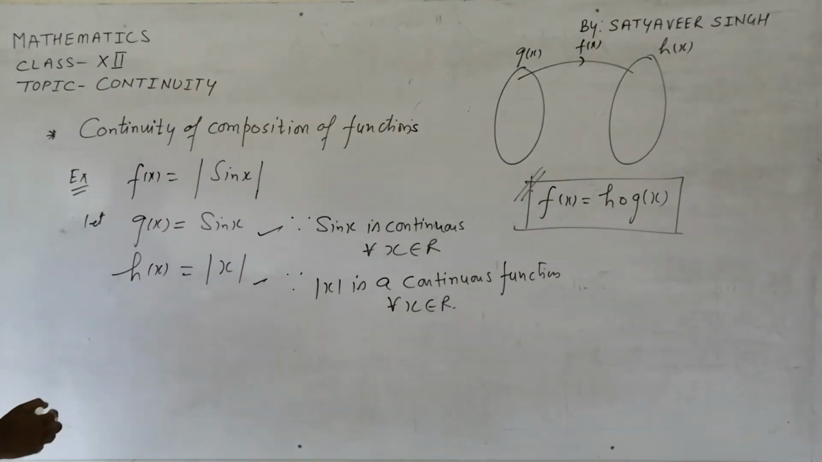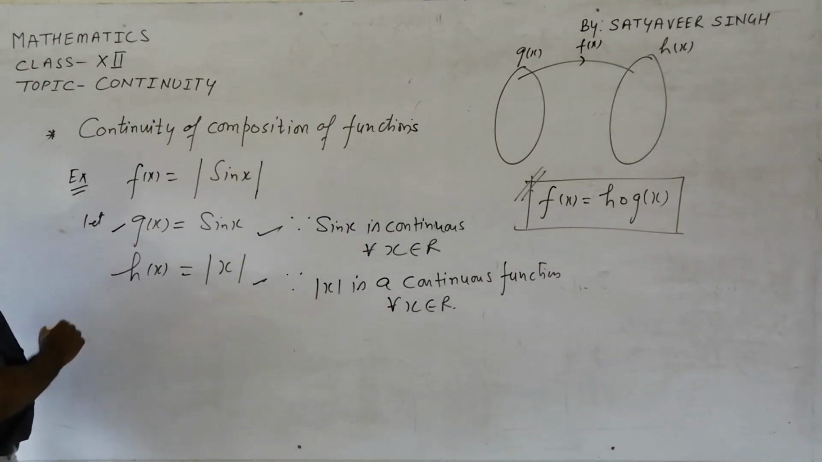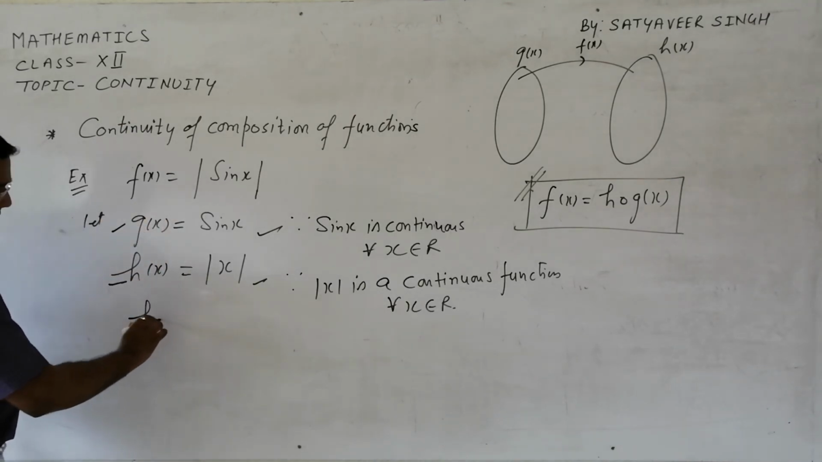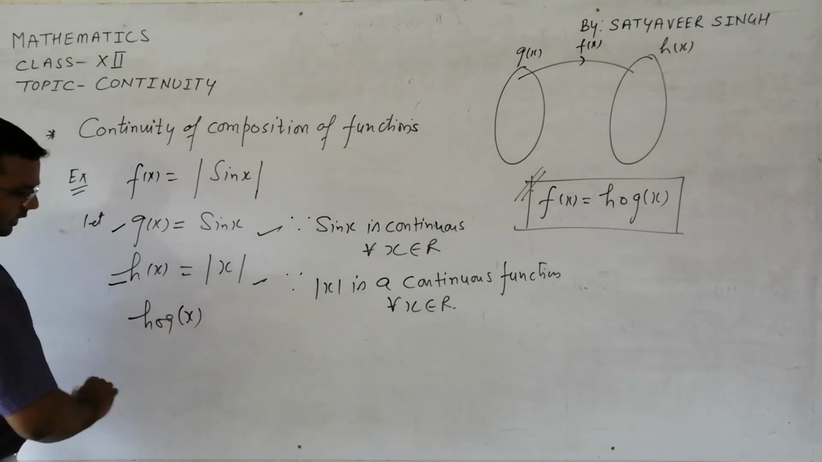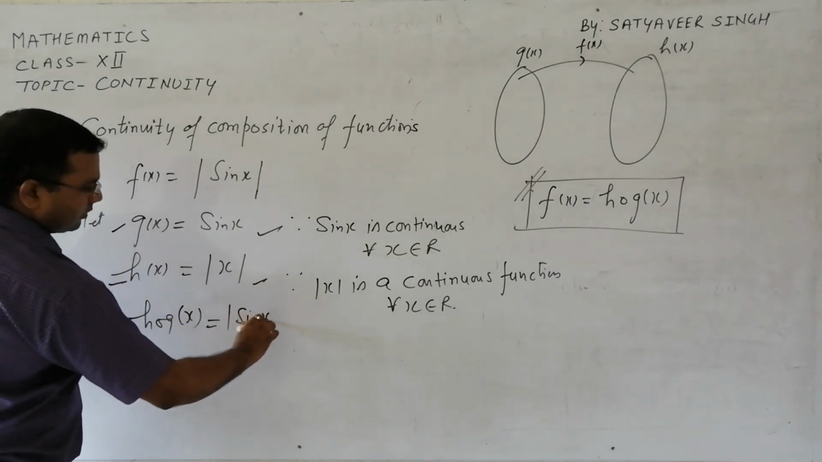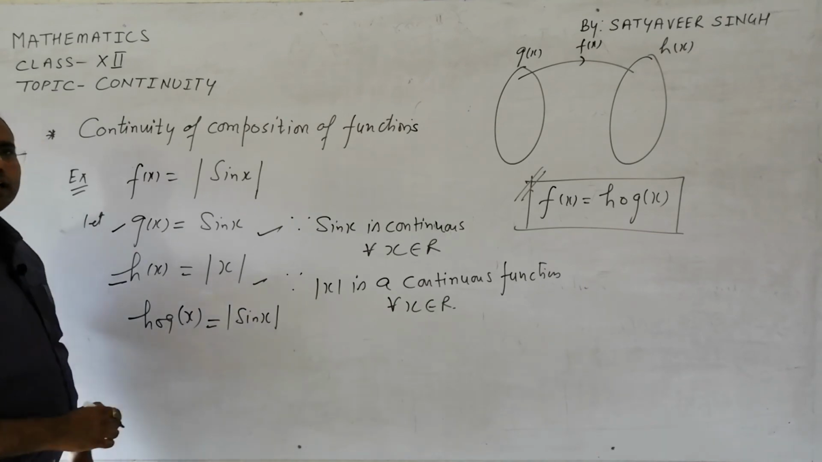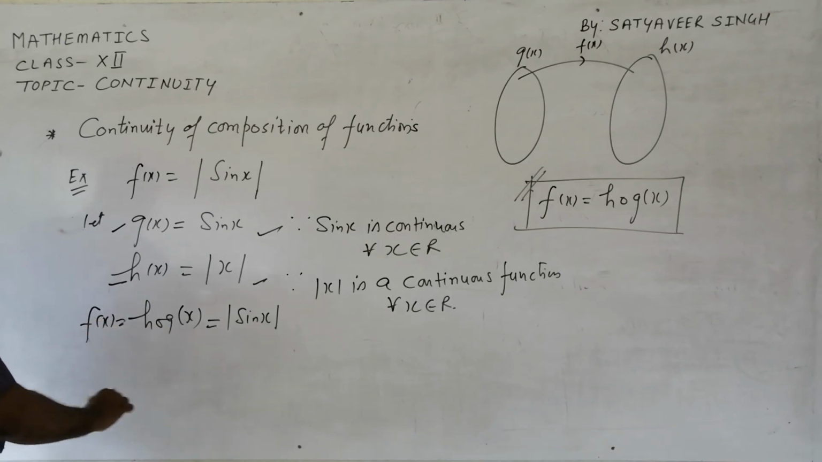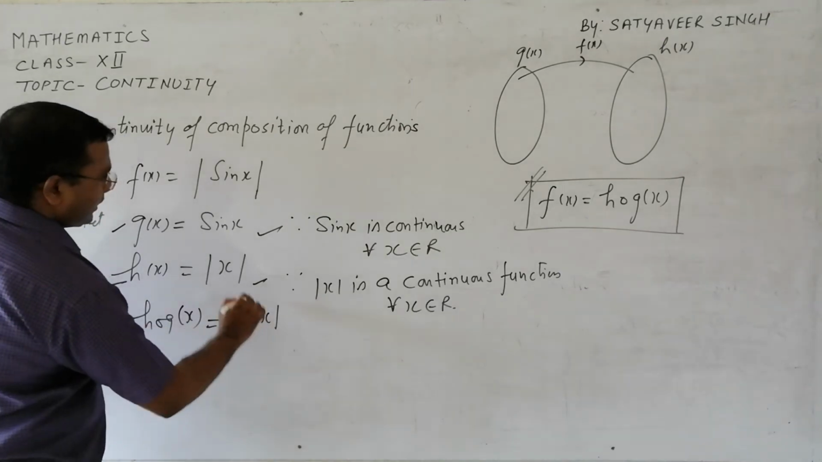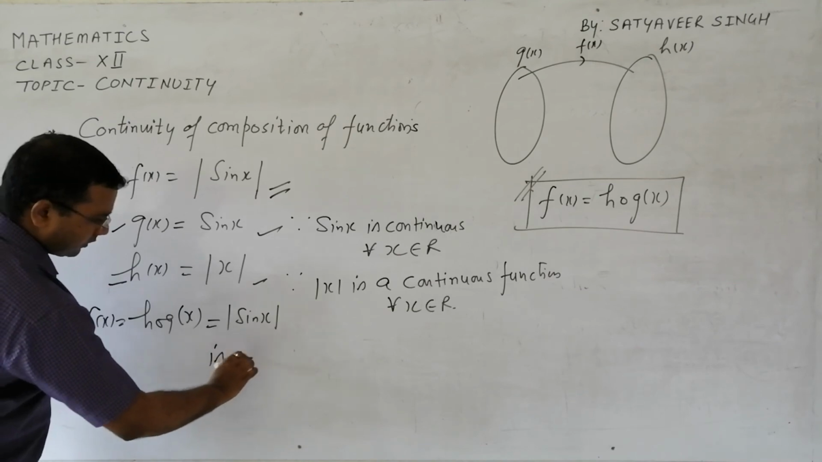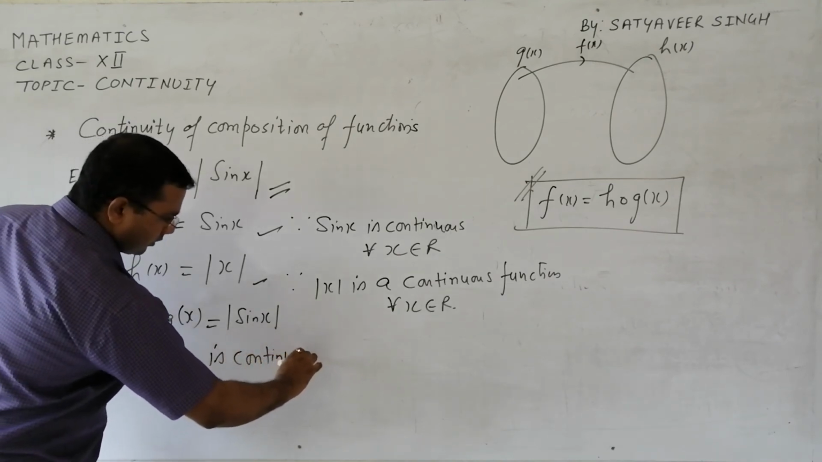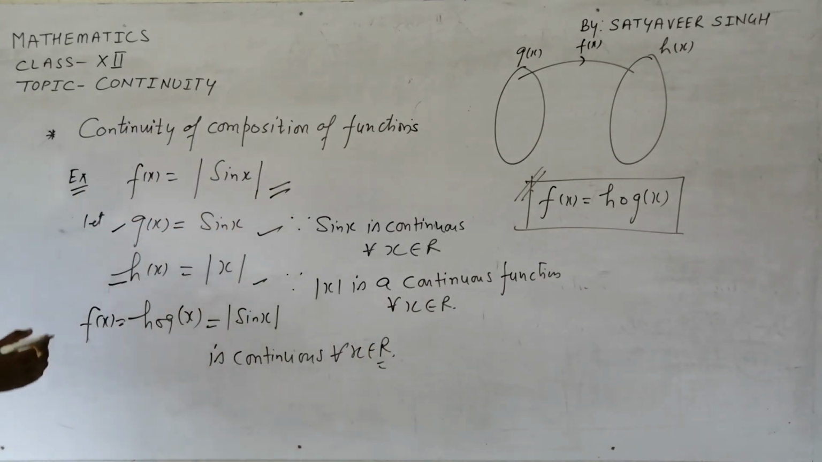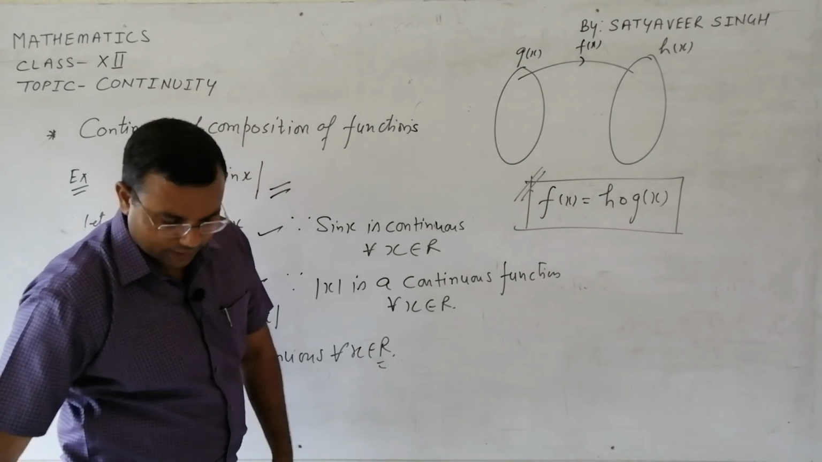So the conclusion you have to take out from here: if this is a continuous function and this is also a continuous function, then the composition h of g(x), which is equal to modulus sin x, will definitely be continuous for all x belongs to R. So we can write that f(x), this composition, is continuous for all x belongs to R.